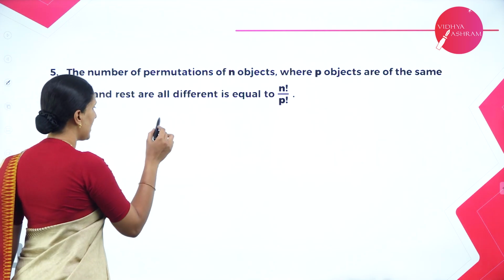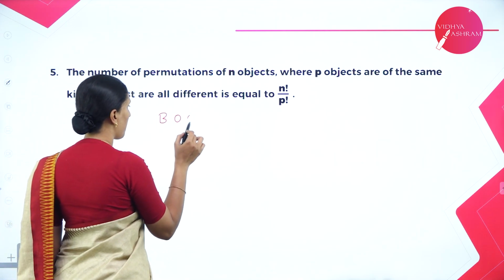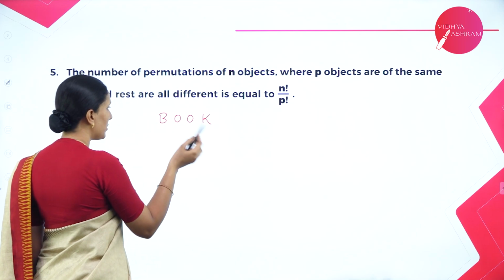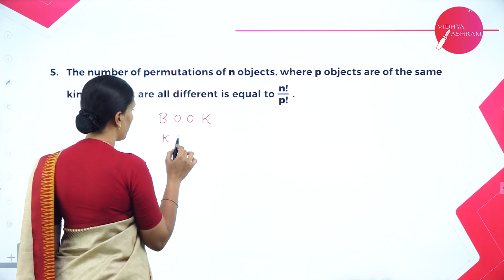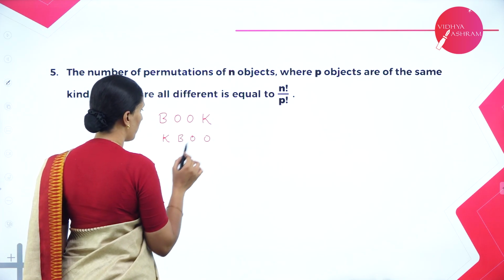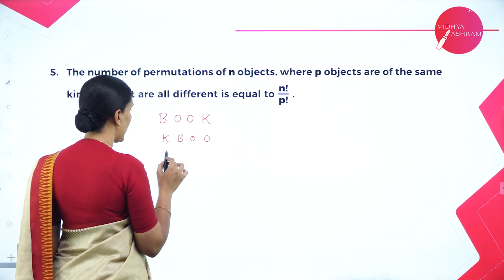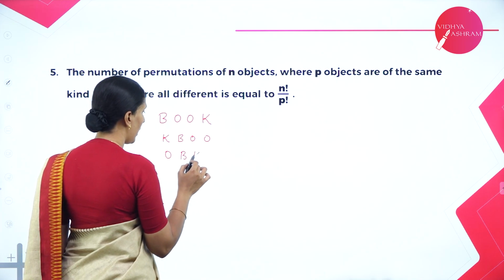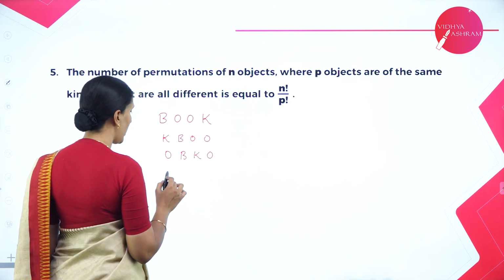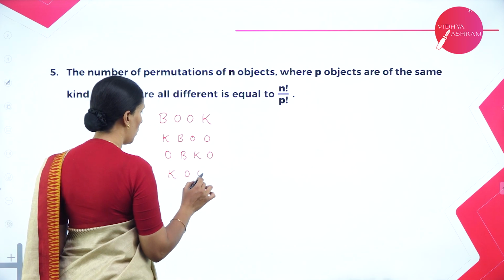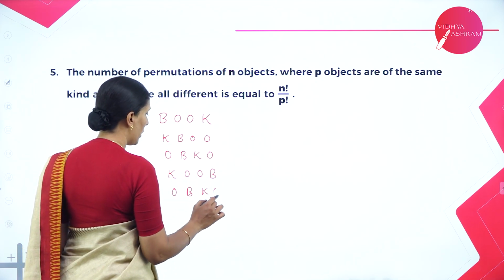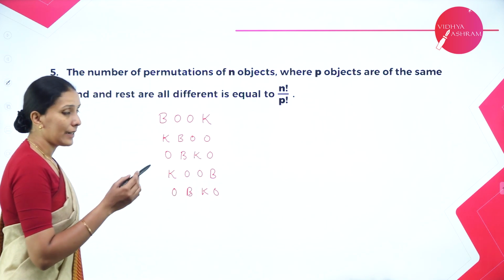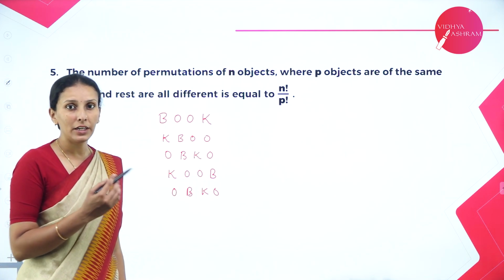Now let me take an example of BOOK. If I change the letters here, for example, K, B, O, O. We can change the letters again, O, B, K, O. We can also change K, O, O, B, O, B, K, O. Like this, just interchanging the alphabets, we will get a new arrangement.